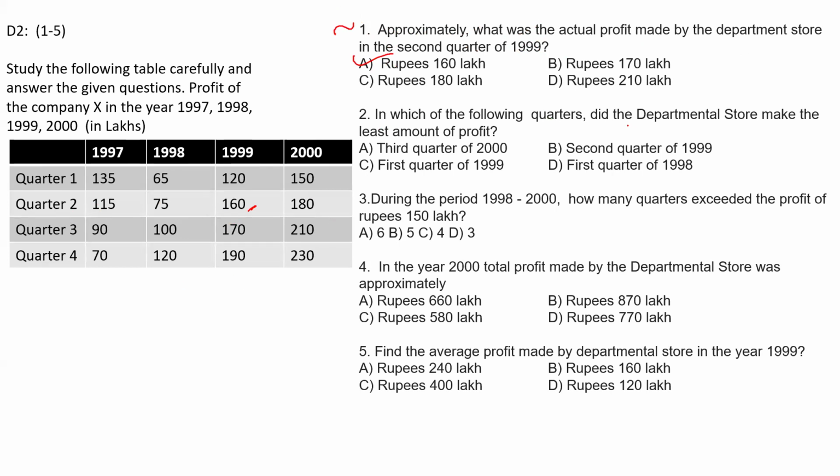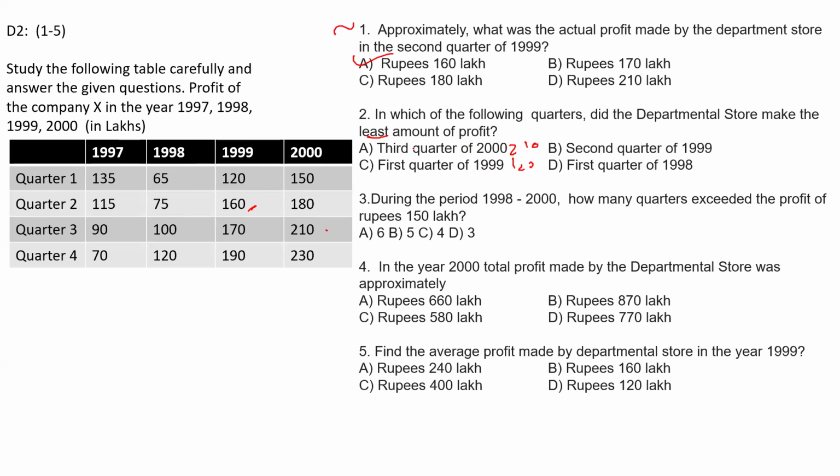In which of the following quarters did the department store make the least amount of profit? They have given a list of 4 options. You just need to check which quarter is the least. By seeing it itself you can tell, but for explanation purposes I'm writing it here. First quarter 1999 is 210.